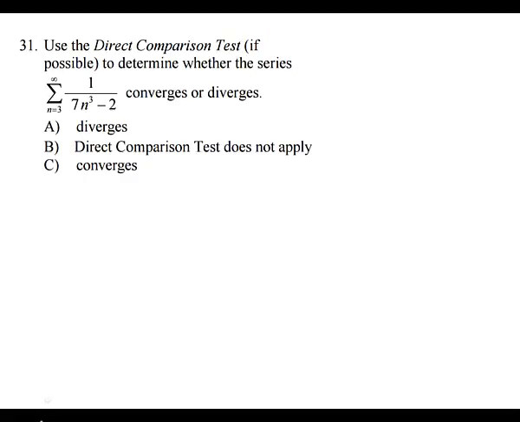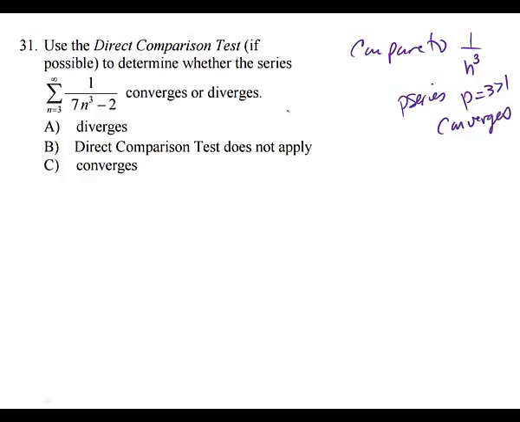Yep. Alright, 31 says we have to use the direct comparison test. Probably would compare it to what? I'd probably compare it to 1 over n cubed, right? Oh yeah, you're smart. Alright, because that's a P series, right? The P is equal to 3, which is greater than 1, so does it converge or diverge? Just converges. Remember, this is the BCSD.